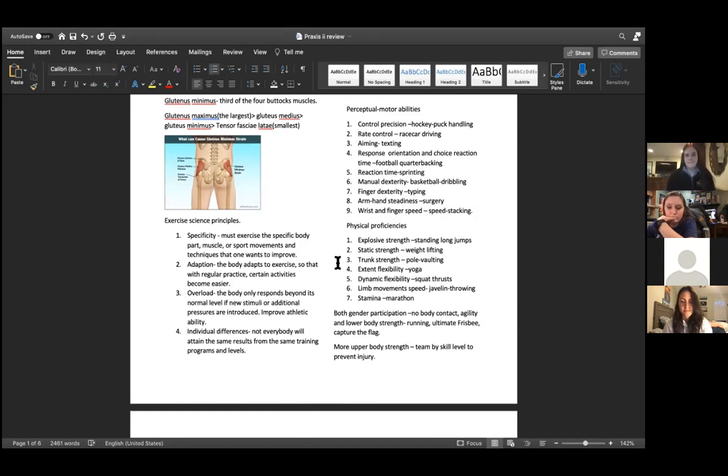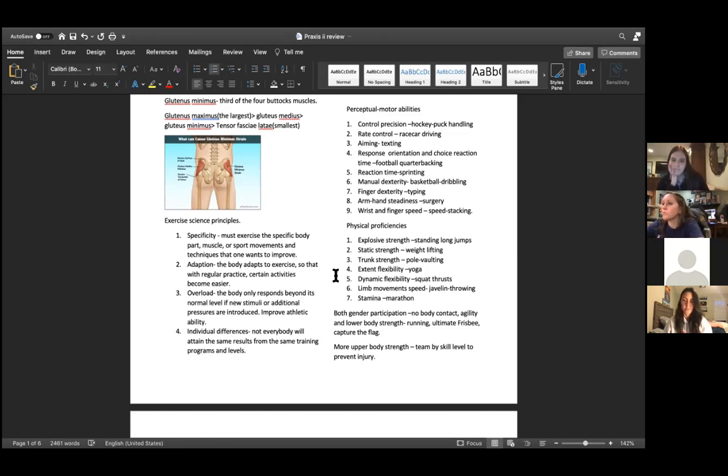Yes. Okay, physical proficiencies. First, explosive strength, standing long jumps. Second, static strength, weightlifting. Third, trunk strength, pole vaulting. Fourth, extent flexibility, yoga. Fifth, dynamic flexibility, squat thrust. Sixth, limb movement speeds, javelin throwing. Stamina, marathon. Last one, both gender perceptions, participations, no body contact, agility, and lower body strength.